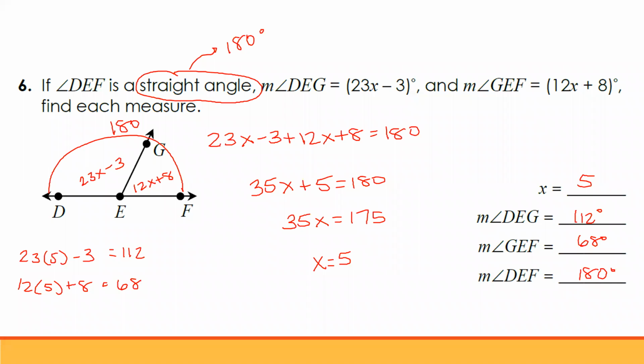All right, how did you do? Check your answer with what you see on the screen. Check your setup. Did you set it up correctly? Did you add small angle plus small angle equals 180? Did you combine your like terms correctly?